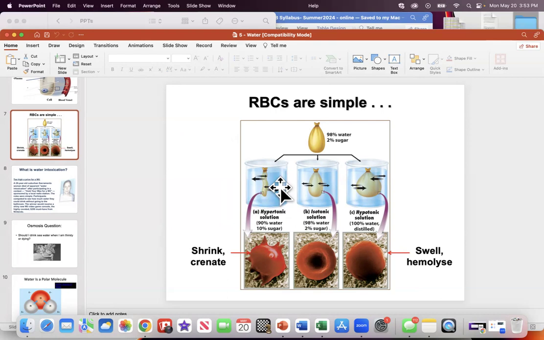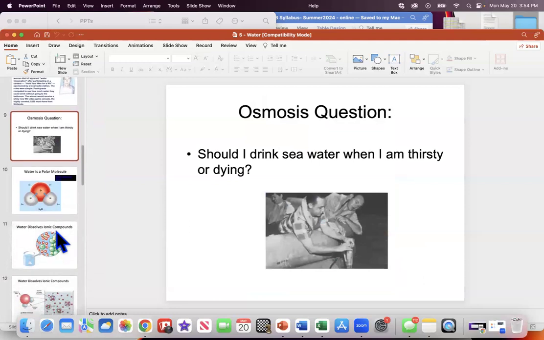So when you get dehydrated, you gradually lose water. Your cells gradually turn hypertonic. And that's why you feel thirsty. And if you drink seawater, it makes it worse. Your cells shrink more. So that's the osmolarity. You need to know hypertonic, hypotonic.